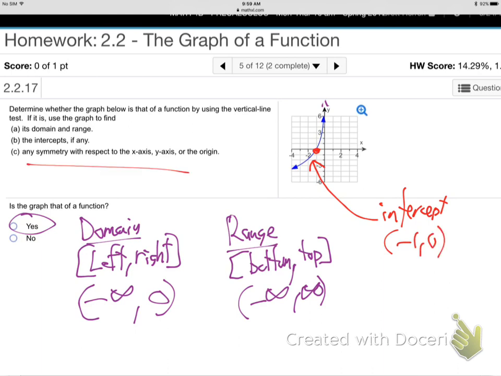Finally, does it have any symmetry? No, none of any kind. Do you see that? It's not the same on the two sides of the y-axis. It's not the same on the two sides of the x-axis. It doesn't have origin symmetry. If you rotated it halfway around, it would look different. It wouldn't go back onto itself. It's not the same 2 quadrants away. Is that okay? No symmetry of any kind. Everybody okay with that? Questions?